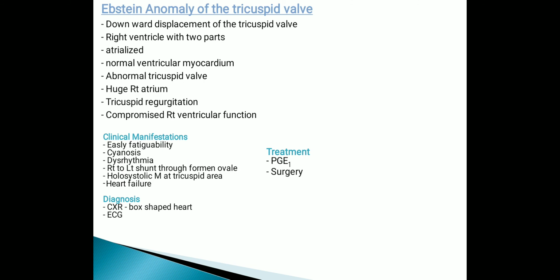Ebstein anomaly of tricuspid valve: downward displacement of tricuspid valve, right ventricle with two parts, atrialized and normal ventricular myocardium, abnormal tricuspid valve, huge right atrium, tricuspid regurgitation, compromised right ventricular function. Clinical manifestation: easy fatigability, cyanosis, dysrhythmia, right to left shunt through foramen ovale, hollow systolic murmur at tricuspid area, heart failure. Diagnosis: chest X-ray, box shaped heart, ECG, and treatment: PGE1 and surgery.